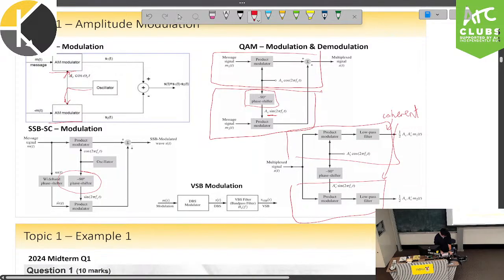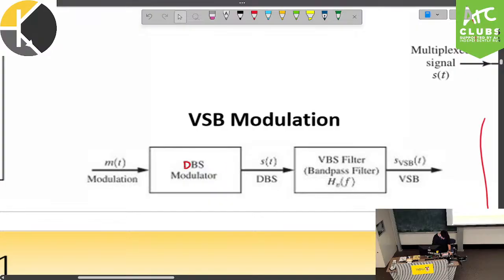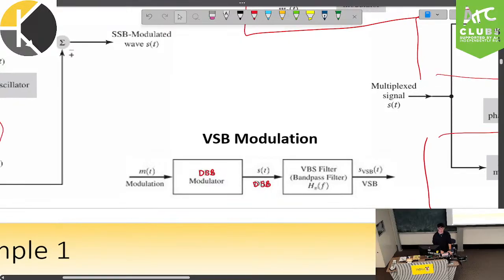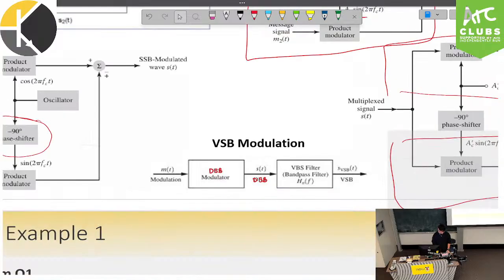Lastly, we have VSB modulation. This should be DSB, not DBS. So as we talked about earlier, you would modulate to get a DSB signal, and then you would pass it through a bandpass filter to cut off some of one of those sidebands.